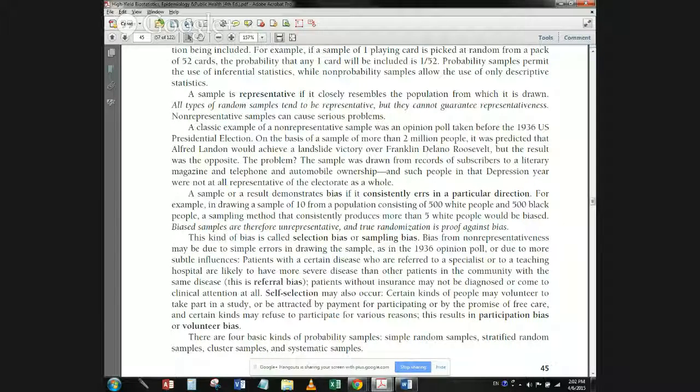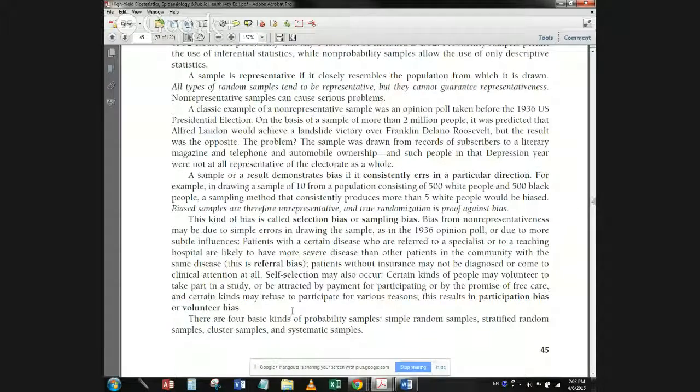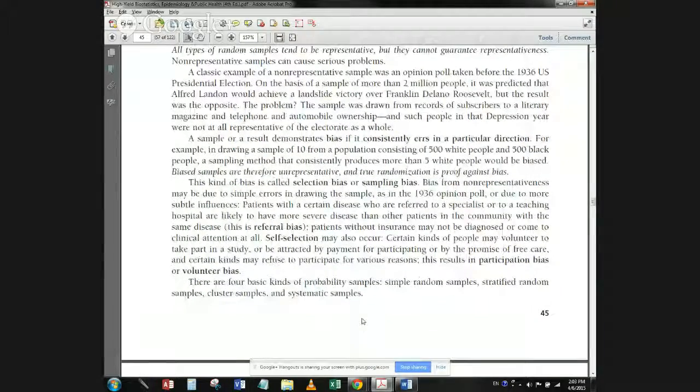Self selection may also occur. Certain kinds of people may volunteer to take part in a study or be attracted by payment for participating or by the promise of free care, and certain kinds may refuse to participate for various reasons. This results in participation bias or volunteer bias. There are four basic kinds of probability samples: simple random samples, stratified random samples, cluster samples, and systematic samples.